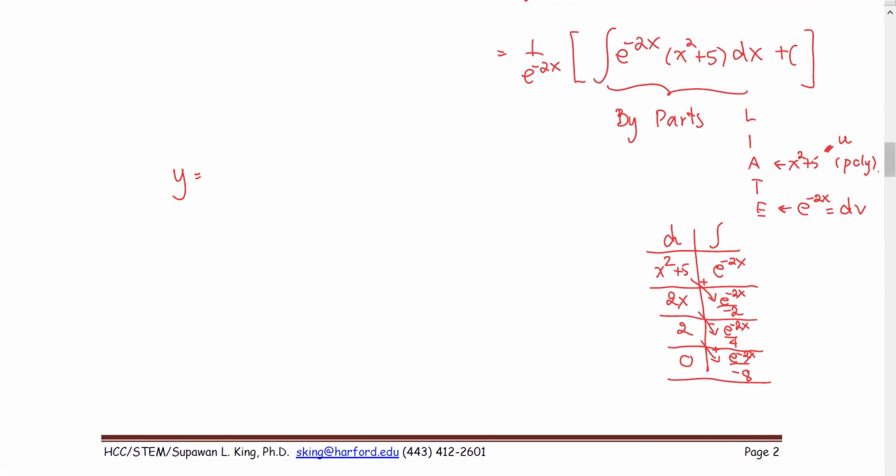So the general solution y is e to the 2x, as we write the negative power as a reciprocal of the positive power, times the integral of e to the negative 2x times x squared plus 5, which gives us the first product as x squared plus 5 multiplied by e to the negative 2x divided by negative 2, minus 2x times e to the negative 2x over 4. And the last product would be 2 times e to the negative 2x divided by negative 8, plus c.